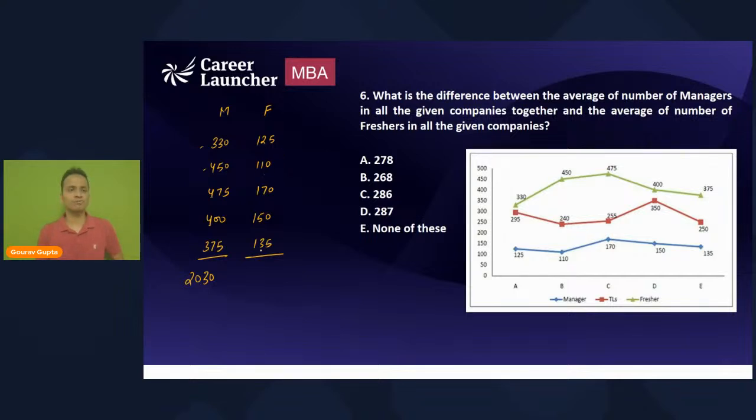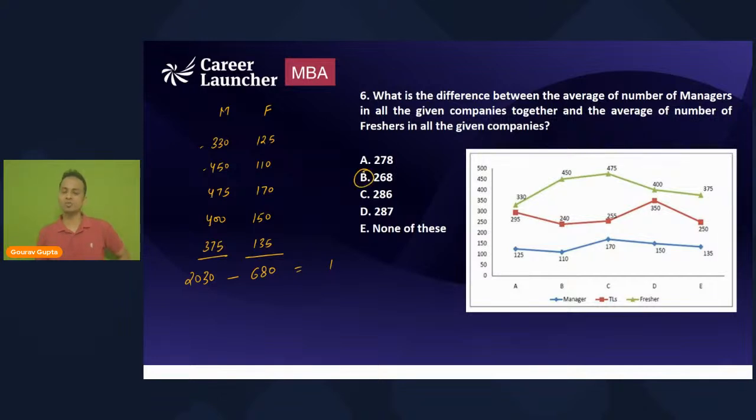Now calculating the total number of freshers. So 1, 2, 3, 4, 5, 500, 595, 645, 650, 680. Okay, 680 is the total number of freshers. Now, instead of dividing them by 5 separately and then doing the difference, I'll take the difference here. So 2030 minus 680. I'll calculate this. So this value comes out to be 650. What is this value coming out to be? Anyone?